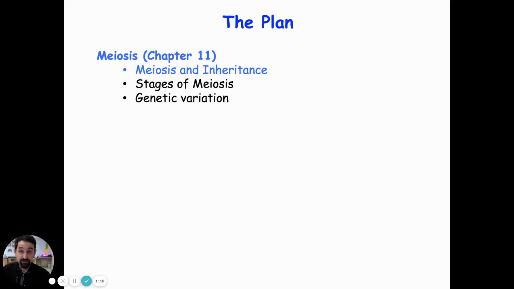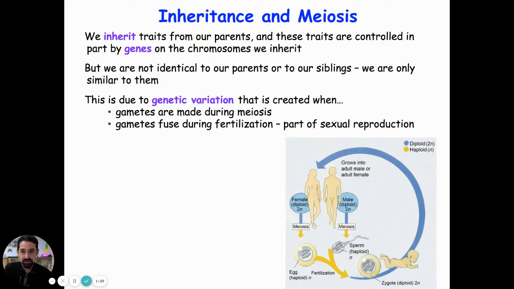Okay, so now we need to talk about meiosis. When is meiosis going to happen? It's when you want to make reproductive cells. We inherit traits from our parents, and those traits are controlled by genes on the chromosomes we inherit. But we are different than our parents, which arguably is a good thing. That is due to genetic variation that is created when these gametes, those reproductive cells, are produced during meiosis, and how those fuse, because that is a random joining of two different gametes. You have a lot of different possible combinations of outcomes, which means we're different from each other.